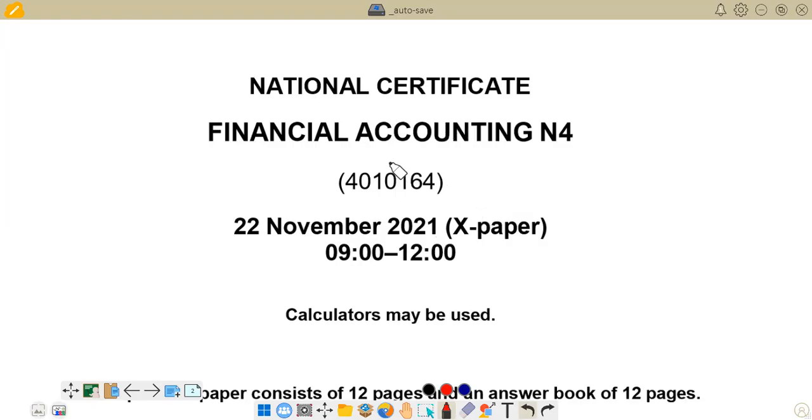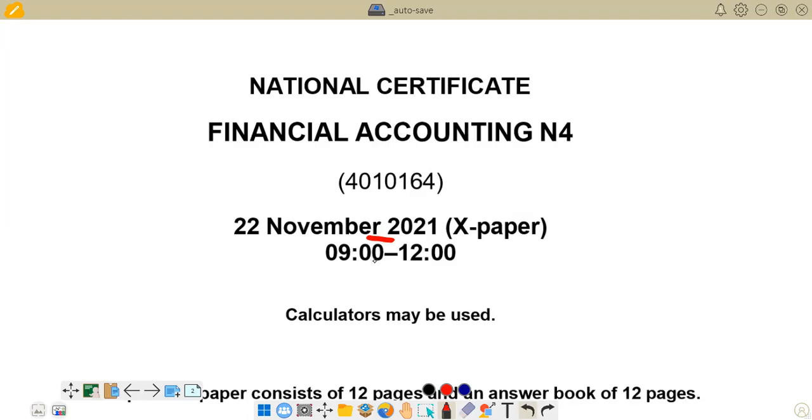Today, we want to look at a question from a question paper of November 2021. On that question paper, we're going to look at the last question, that is question 6, and it requires us to prepare a trading account, a subscription fees account, and also a statement of profit and loss.